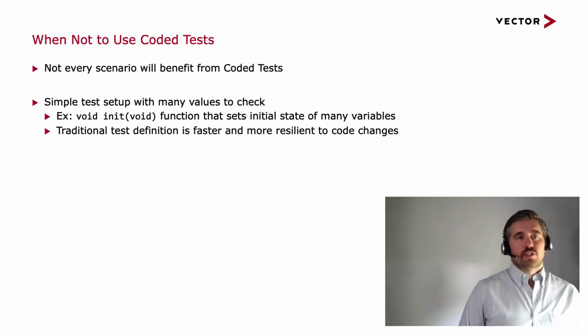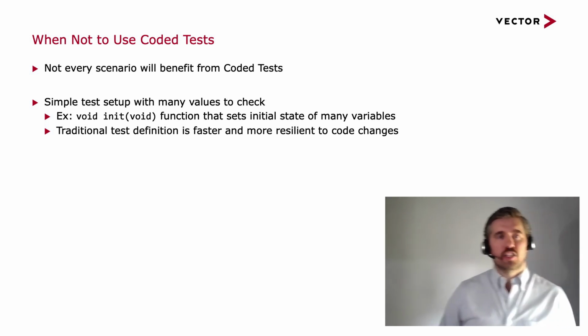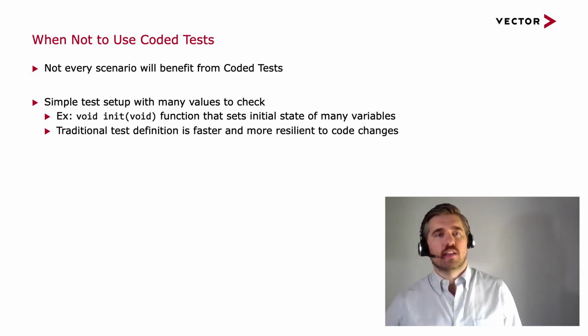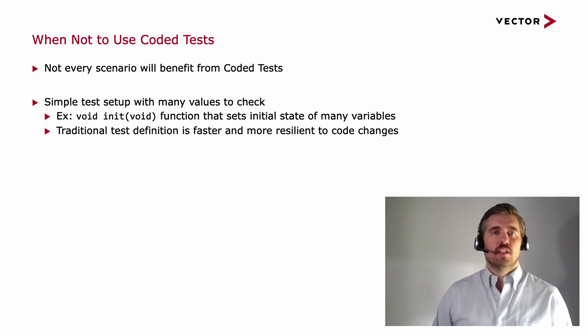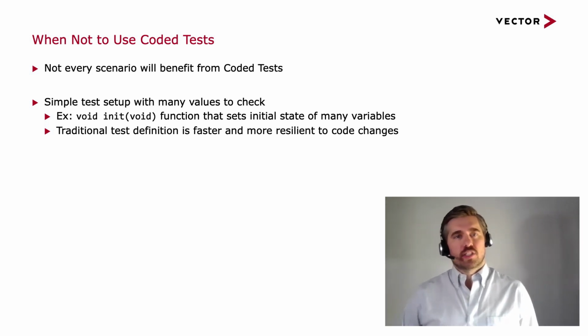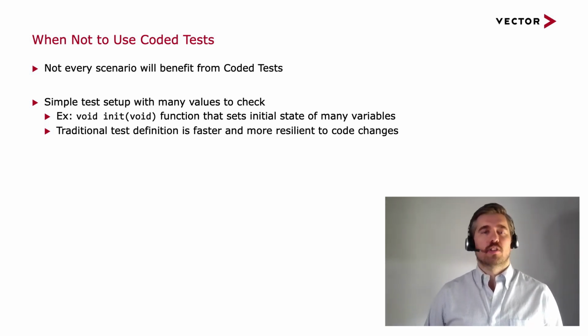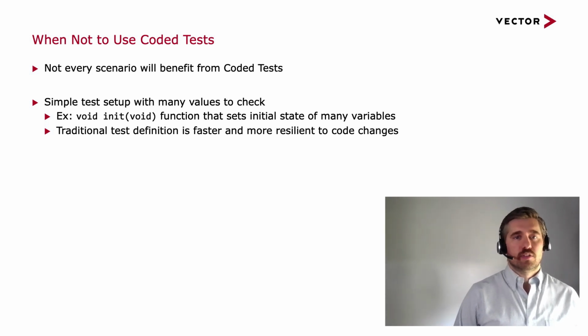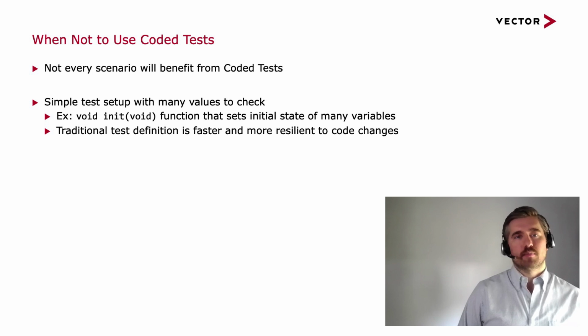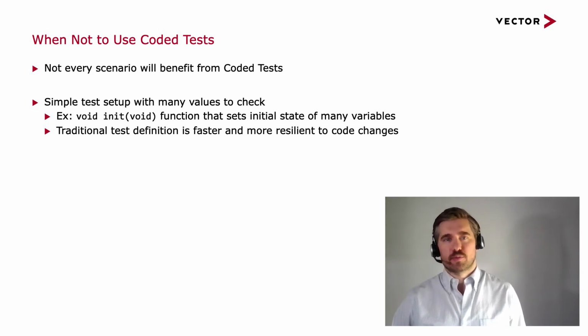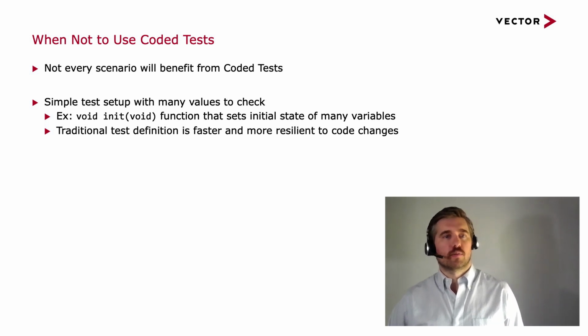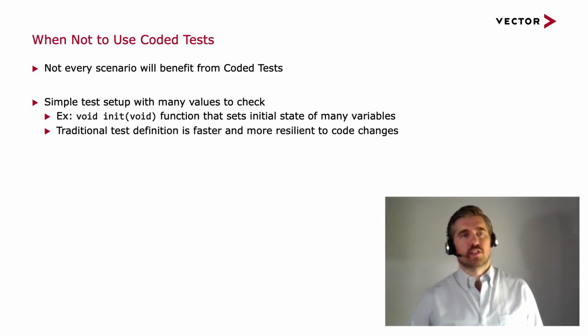So when not to use coded tests? There are some scenarios that are conceivable where a user may flourish with the parameter tree-based testing instead. One example is when you have a function that sets global or inaccessible state for many variables program-wide, you may find it easier to write the VectorCAST tests with that, i.e. your code is not working on a simple object-based return sort of workflow, and variables are not always accessible.